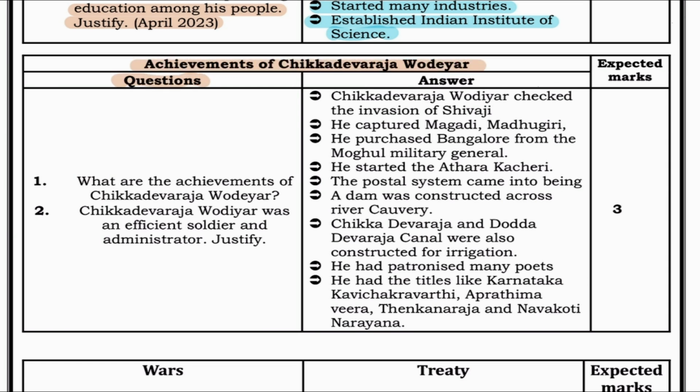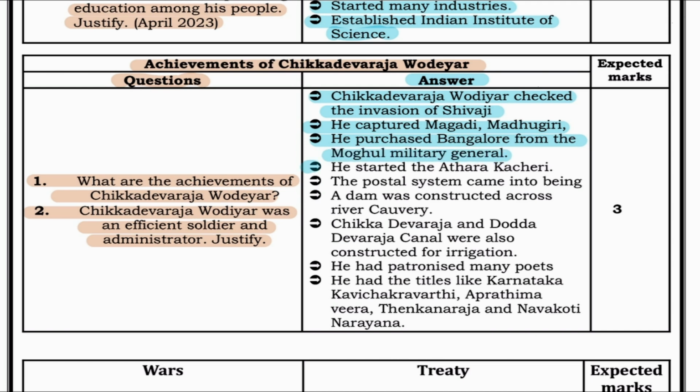Achievements of Chikkadevaraja Odayar. What are the achievements of Chikkadevaraja Odayar? Chikkadevaraja Odayar was an efficient soldier and administrator. Justify. Chikkadevaraja Odayar checked the invasion of Shivaji. He captured Madhugiri. He purchased Bengaluru from a Mughal military general.